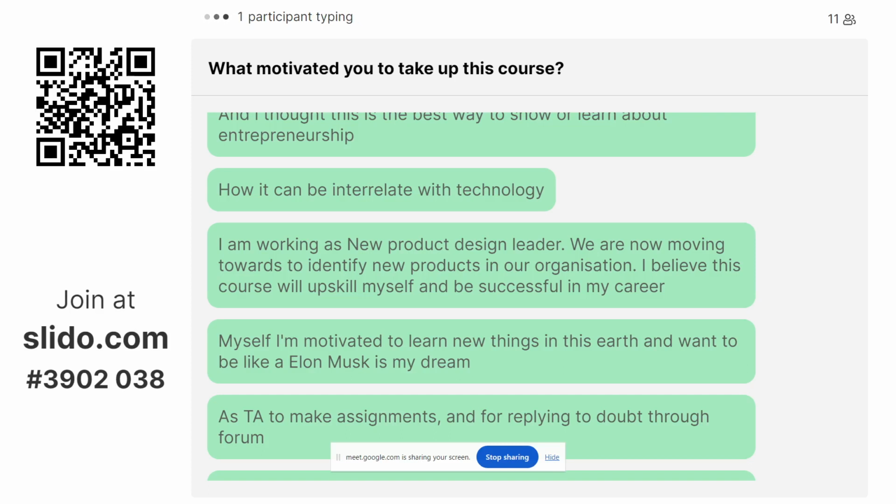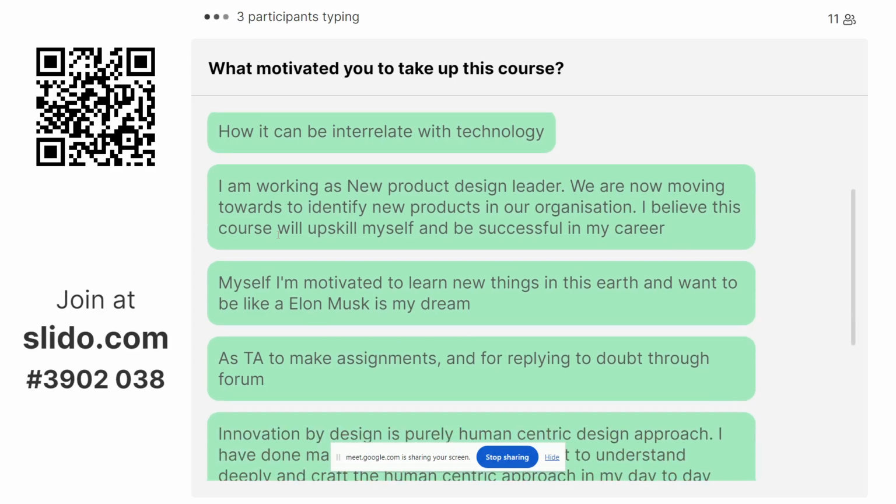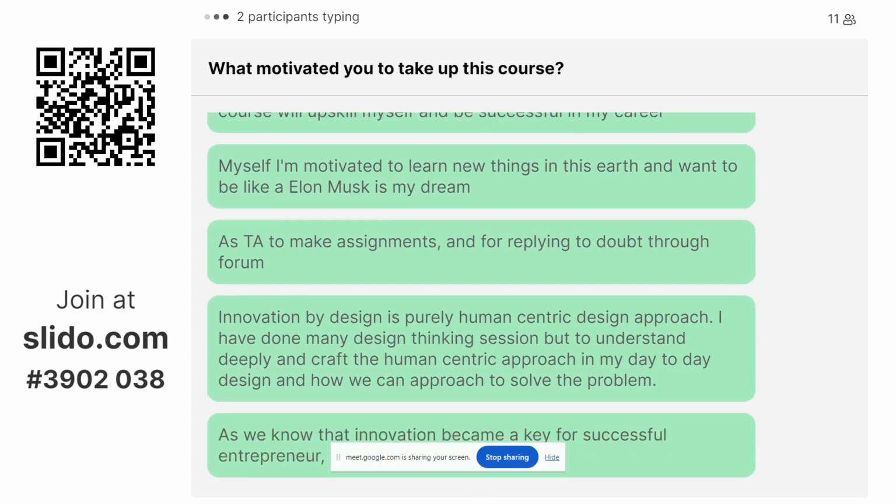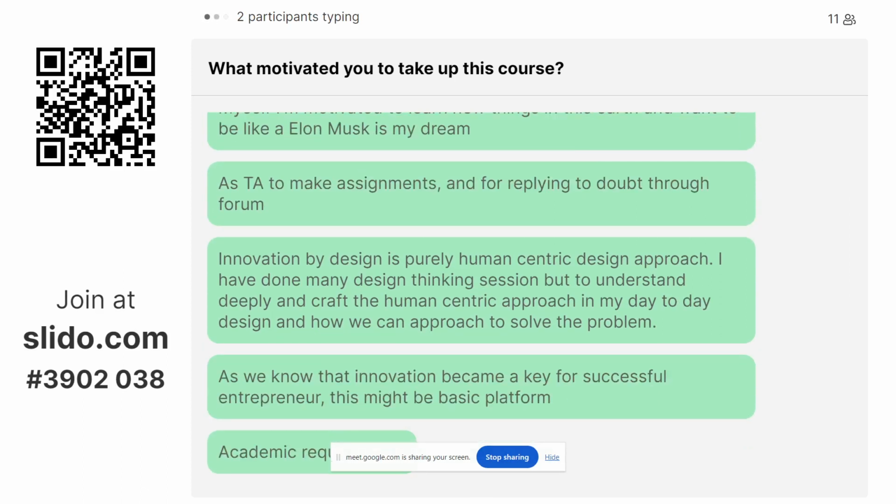People who are design leaders in the industry are also taking up this particular course, and they are finding this useful. So I'm very appreciative that all of you have taken this course. I'm motivated to learn new things. I want to become like Elon Musk. Okay, so we have role models as well. Okay, great. As TA to make assignments and for replying to doubts through the forum. Okay, I'll need to connect with you as well. So please ping me separately as well.